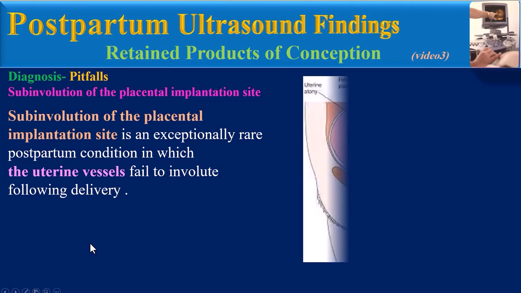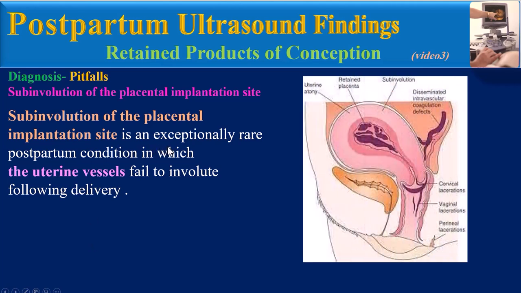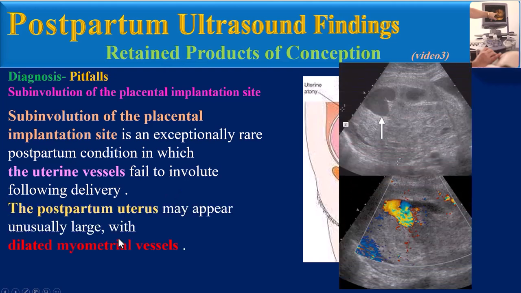Subinvolution of the placental implantation site is an exceptionally rare postpartum condition in which the uterine vessels fail to involute following delivery. The postpartum uterus may appear unusually large with dilated myometrial vessels. These images are related to pathologically proven subinvolution of the placental implantation site in a 36-year-old woman who had undergone a cesarean section for twins 1.5 weeks earlier.